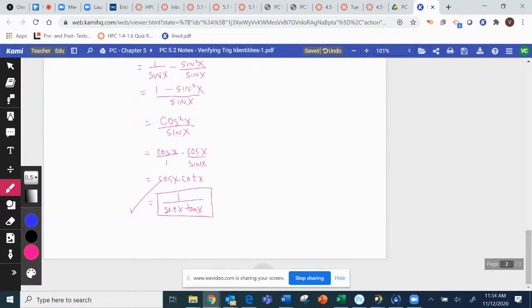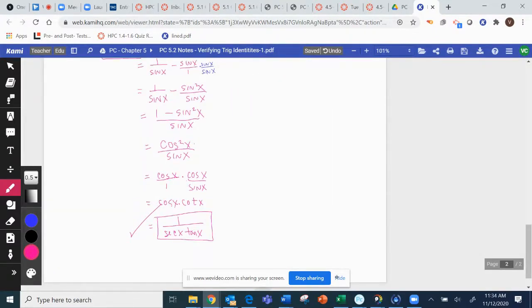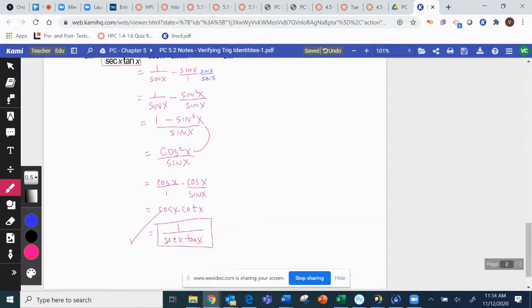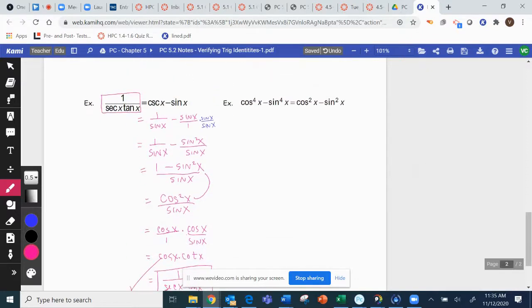I'm curious, did you get to cosine squared x and then change that to sine? 1 minus sine. I was just curious how you got the subtraction sign in there. Well, I first got cosine squared x over sine x, then I changed it to 1 minus sine squared x. Good. All right, the next example.